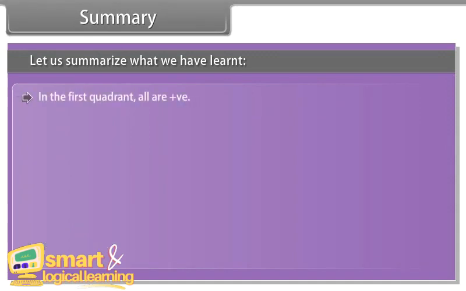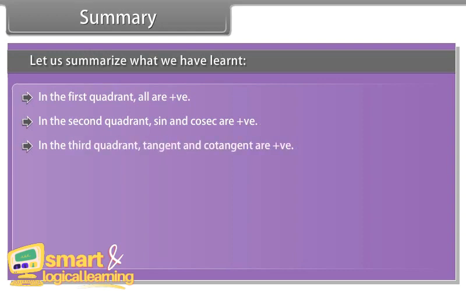In the first quadrant, all are positive. In the second quadrant, sine and cosec are positive. In the third quadrant, tangent and cotangent are positive. In the fourth quadrant, cosine and secant are positive.